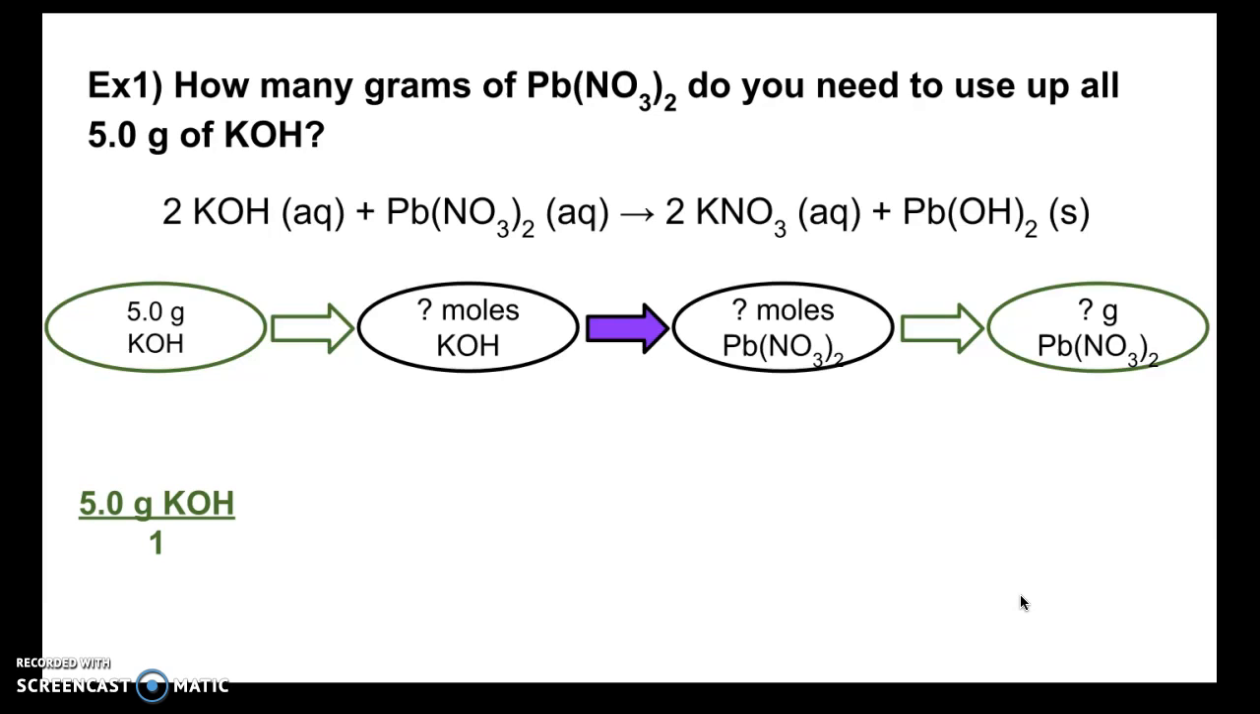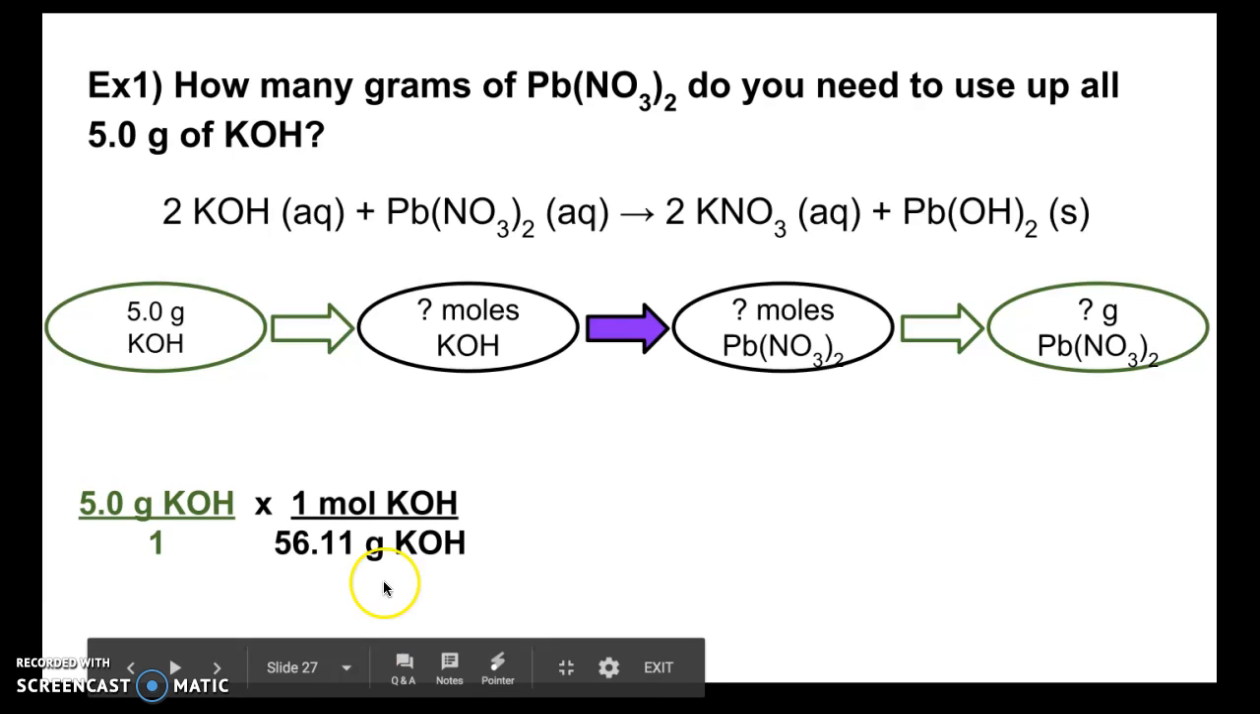Our work looks like this: 5 grams of KOH over 1. We put it over 1, so it's a fraction. The second fraction I'm going to multiply comes from the molar mass of KOH. I want my grams to cancel out, so I put the 56.11 grams on the bottom, and 1 mole goes on the top. All right, now I have moles of KOH. I want to go to moles of PbNO3.